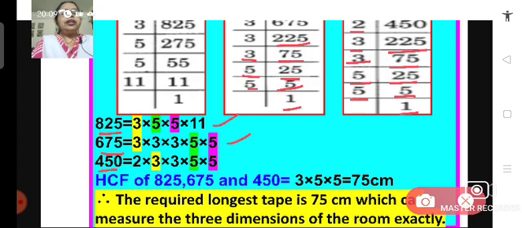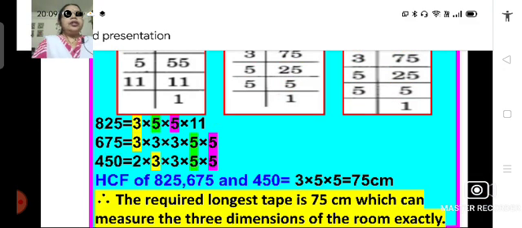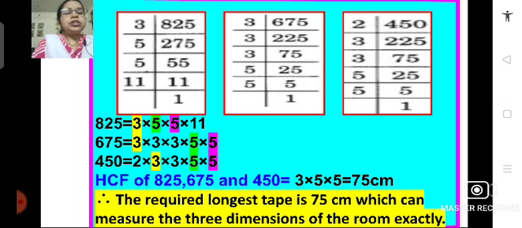Now we will find the common factors among them. We can see that 3 is common among these 3 numbers. Then 5 and again another 5. So we multiply 3 and 5 and 5. When we multiply these 3 numbers, we get 75 centimeters. So the longest tape that is required to measure the 3 dimensions of the room exactly is 75 centimeter.